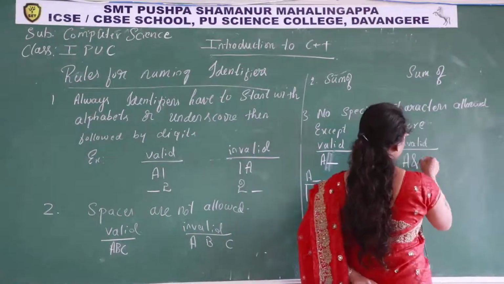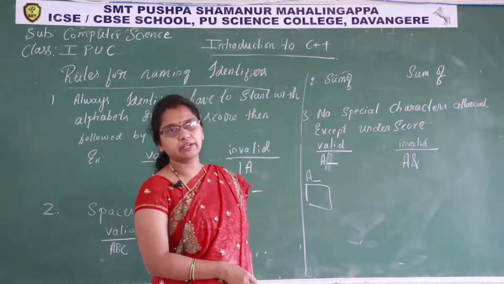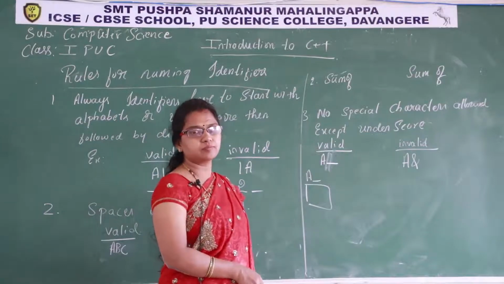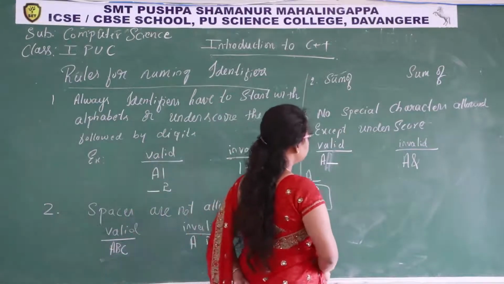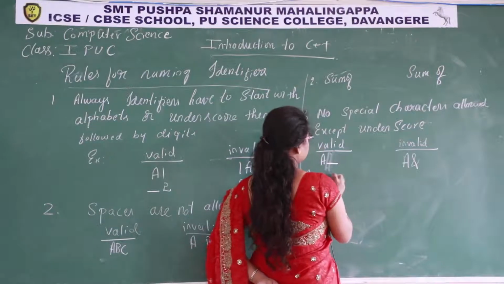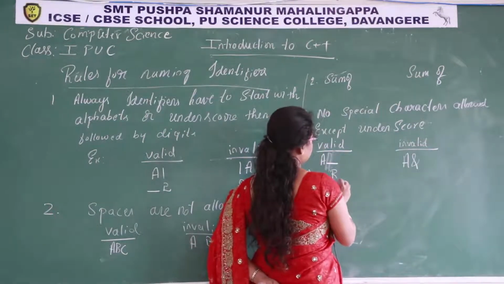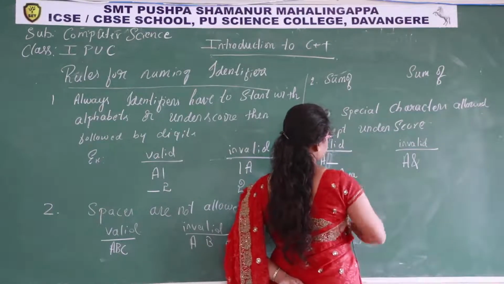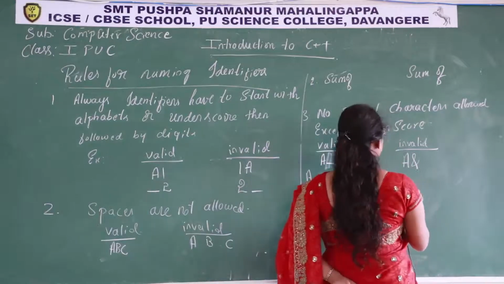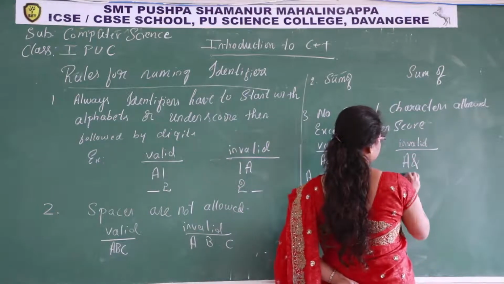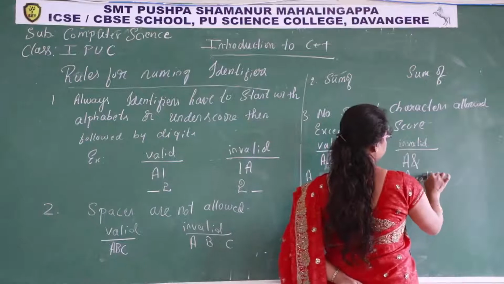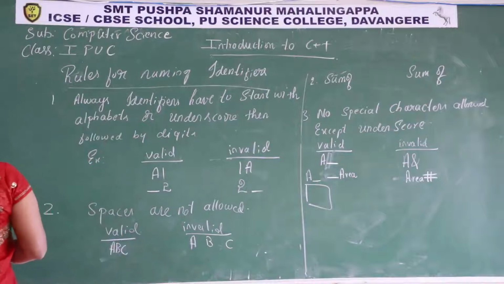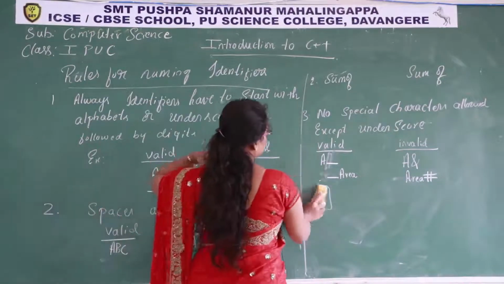A ampersand. It is an invalid identifier. So special characters are not allowed except underscore. One more example. Area, here I'll give area hash. It's invalid. Next.